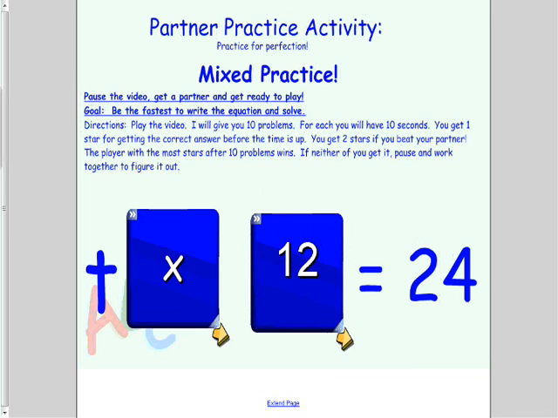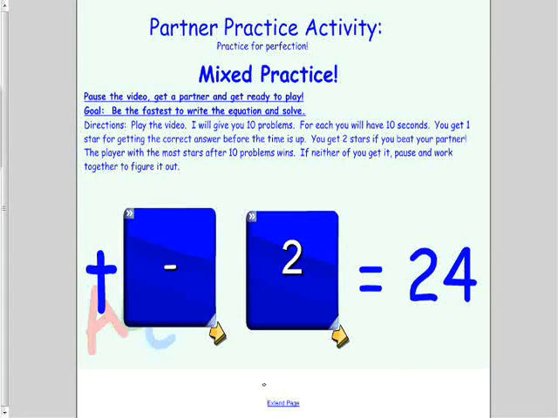All right, how about t times 12 equals 24? Go. All right, the opposite of times 12 is to divide by 12. Divide this side by 12 as well. T equals 24 divided by 12, so t equals 2. Next problem. T minus 2 equals 24. Go. The opposite of minus 2 is plus 2, so t equals 26.